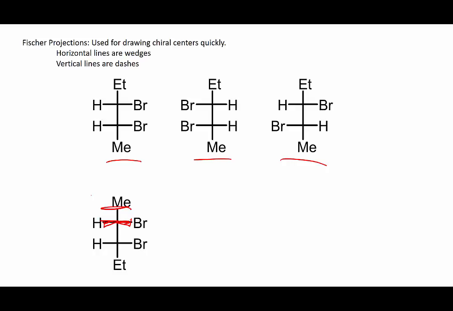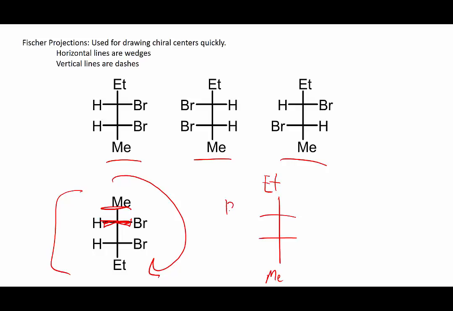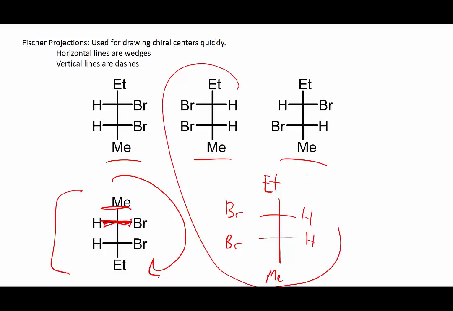So if we want to compare this molecule to any of the others, what we have to do is rotate it all the way around in the plane of the screen and redraw it. The methyl group went all the way around, it's on the bottom. The ethyl group went all the way around, it's on the top. The bromines went all the way around. They're going to be on the left, and the hydrogens will be on the right. So if we're trying to match up this molecule with one of the other molecules, we can say that these two will be the same.